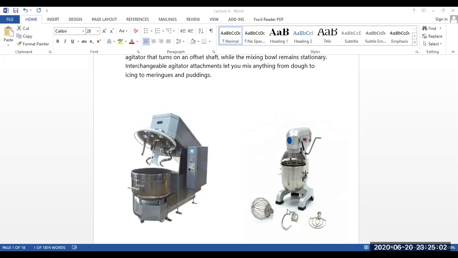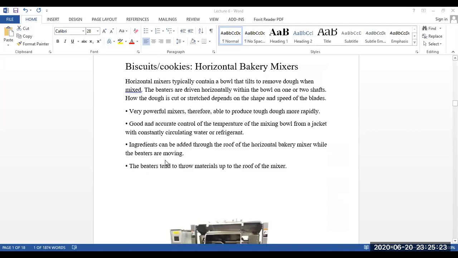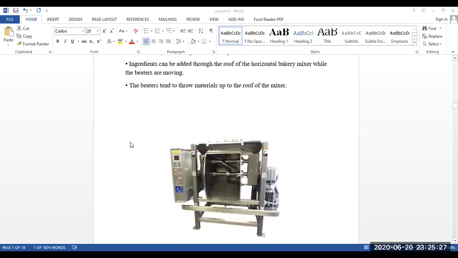your biscuit and cookies. Another, this spiral mixer is mainly used for your bread, and this part is also used for cakes and your bread. So there are different kinds of mixers that are used. These two are just among them, and these two are mostly used in baking. Then in case of biscuits and cookies, another kind of mixer is used. It is called a horizontal mixer.